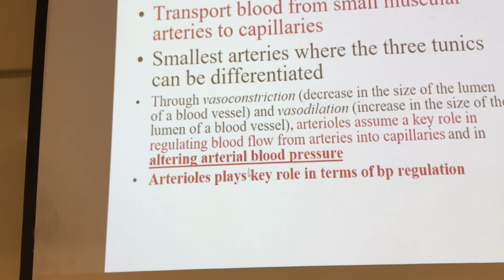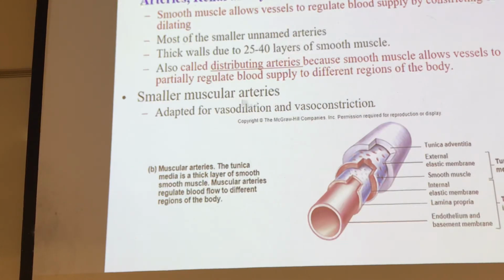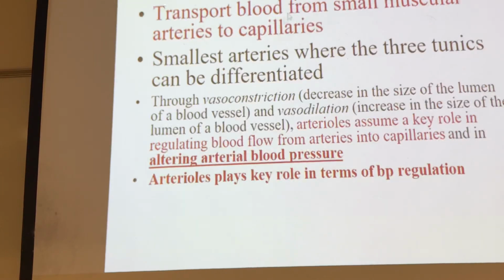And then eventually, the muscular arteries lead to even smaller arteries when they enter the actual organ. So when they enter the organ, like the renal artery, it goes into smaller arteries, and eventually those smaller arteries lead to many more arterioles. Arterioles transport blood from small muscular arteries to the capillaries. And this is where it's important right here.